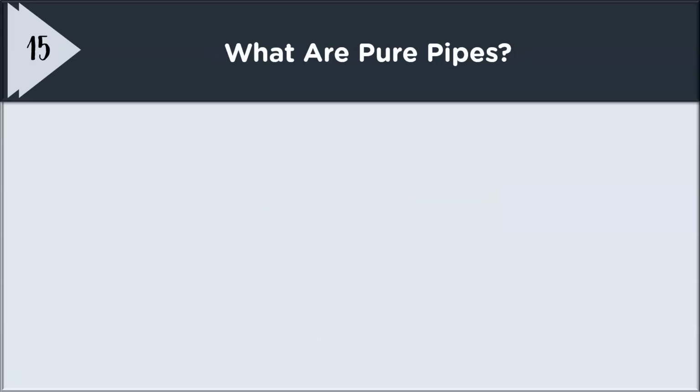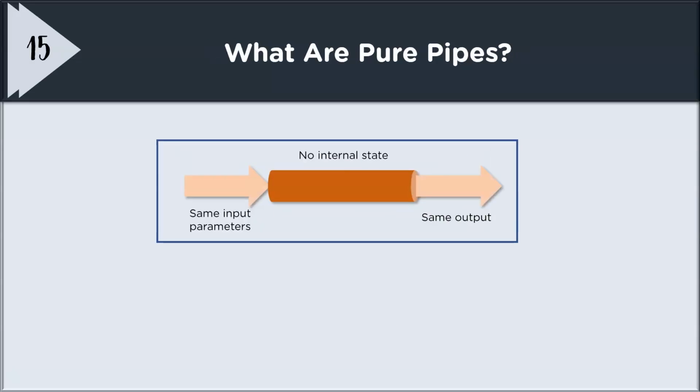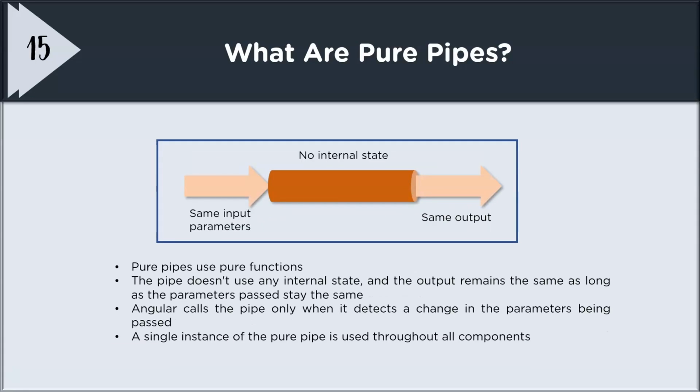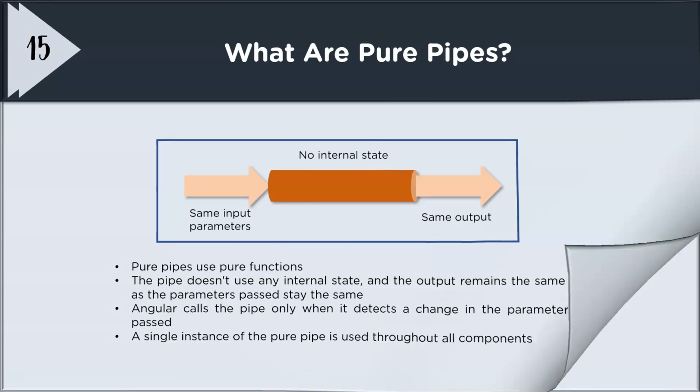Next up, what are pure pipes? These are pipes that use pure functions. As a result, a pure pipe doesn't use any internal state, and the output remains the same as long as the parameters passed stay the same. Angular calls a pure pipe only when it detects a change in the parameters being passed. A single instance of a pure pipe is used throughout all components.